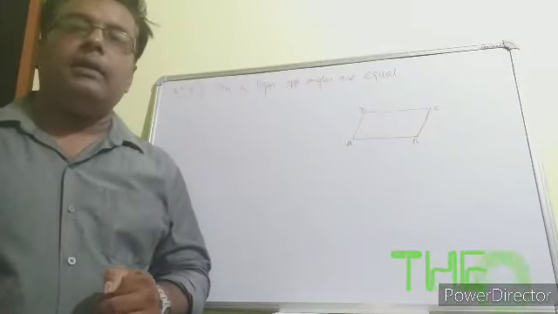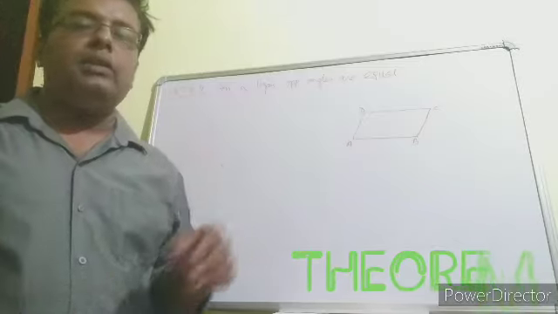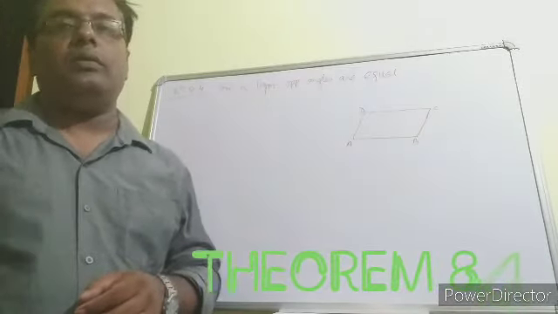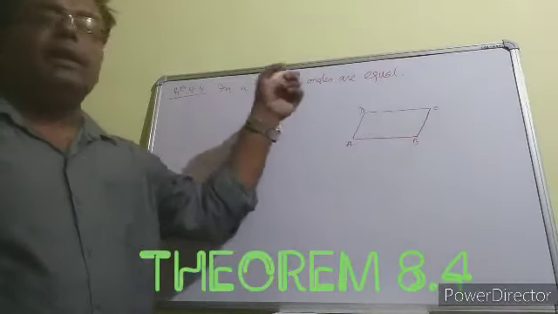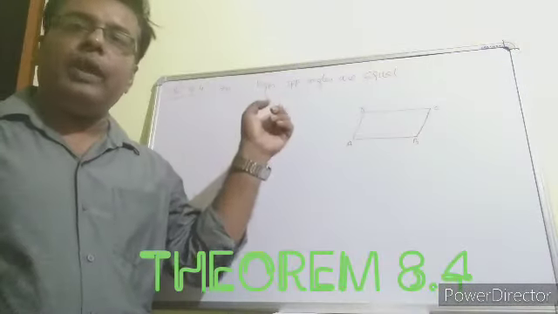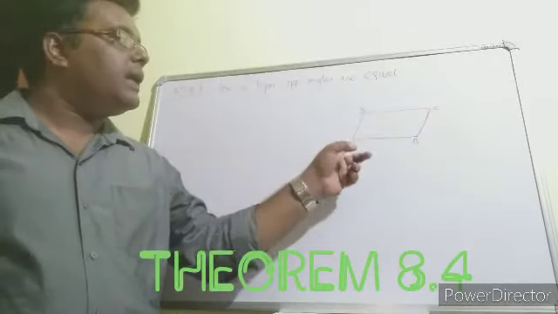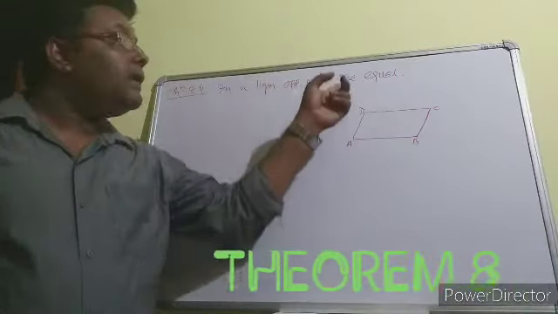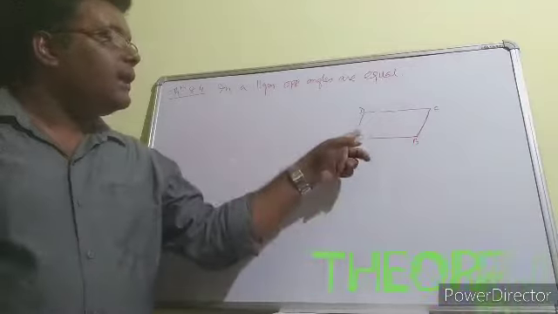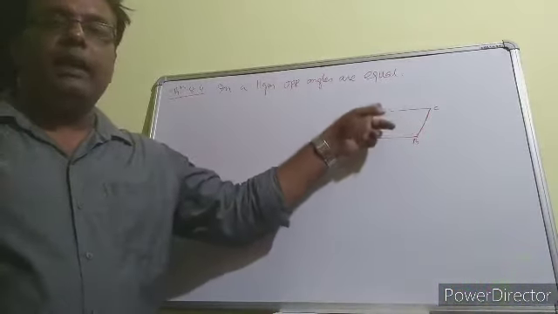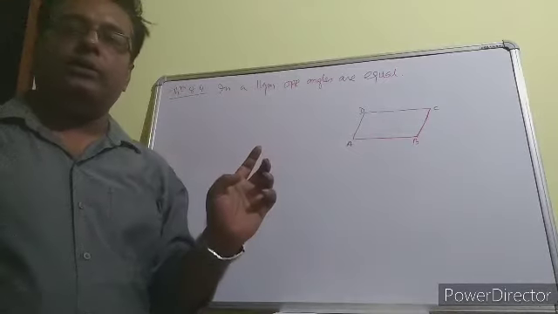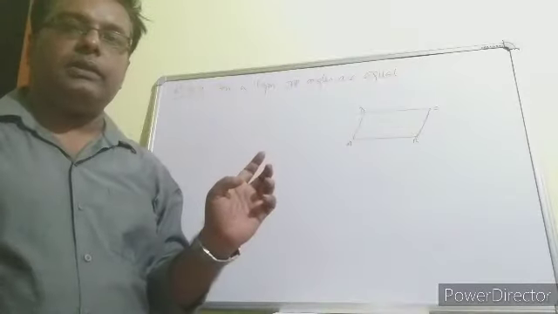So the next theorem is theorem number 8.4, and here it's given that in a parallelogram opposite angles are equal. That is, if we have a parallelogram ABCD, then the opposite angles are equal. That is, angle A and angle C are equal, and angle B and angle D are also equal. We have to prove it.